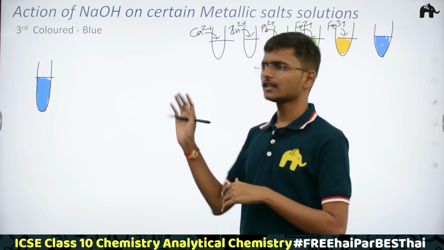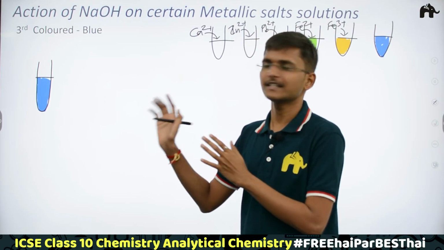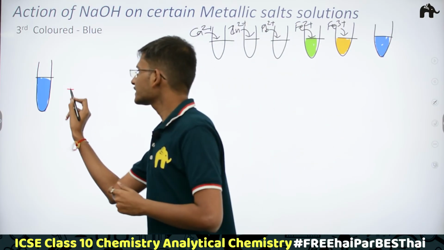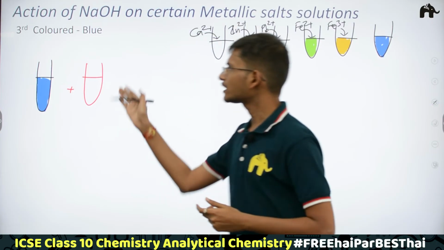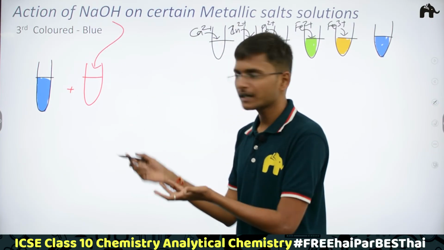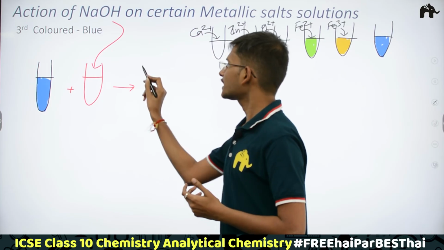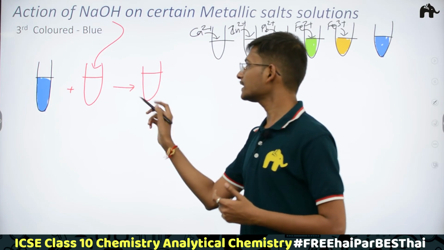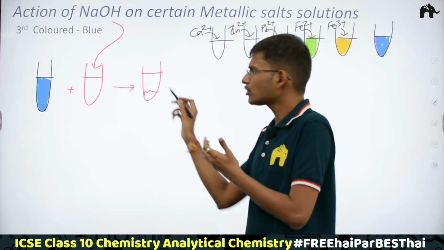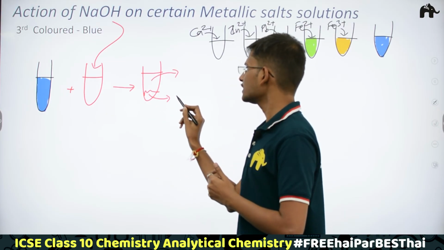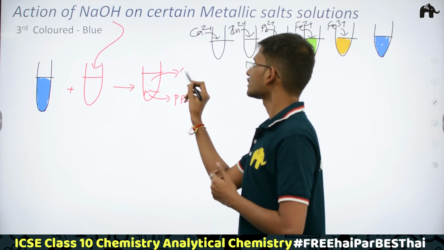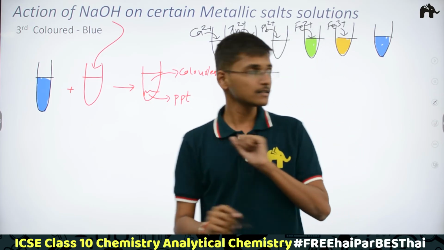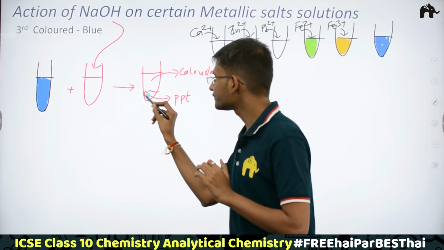Now moving ahead to the last colored metallic salt solution. Now you would say, sir, it is of Cu2+, right? Cu2+ ions are present in this. Yes, we have to see the same as we have done for all the other metallic salt solutions. We are going to add NaOH solution drop by drop into this solution, and what we are getting is a colorless solution. From blue color it is getting colorless, and we are also observing a precipitate. Now this precipitate is of pale blue color.